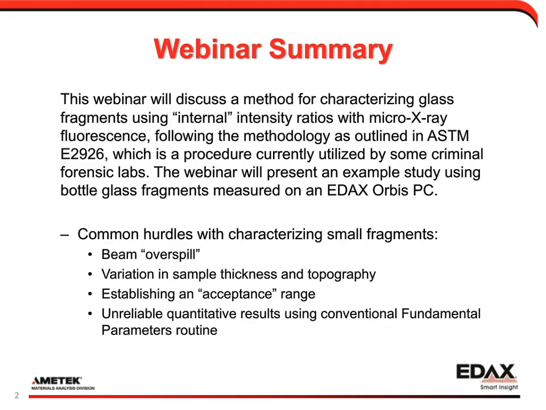So the webinar for today is going to discuss an alternate method for quantifying and characterizing small glass fragments as are typically performed when analyzing in the context of criminal forensics. When measuring very small glass fragments, there are various analytical challenges, and with the higher scrutiny required for potential use as evidence in court, a more defined method was created in ASTM E2926 by a group of forensic analysts.